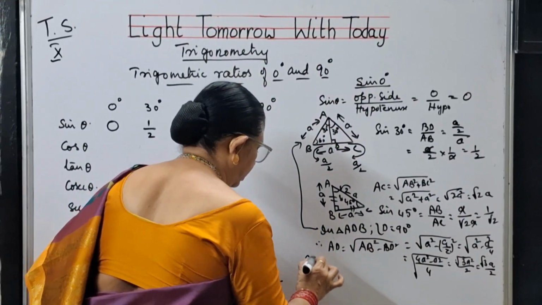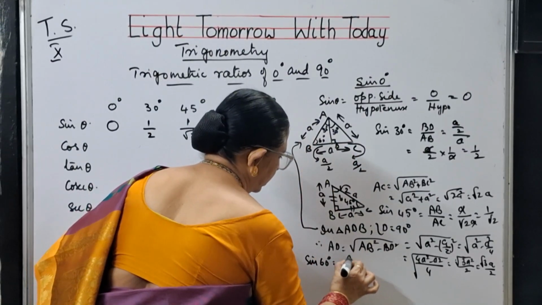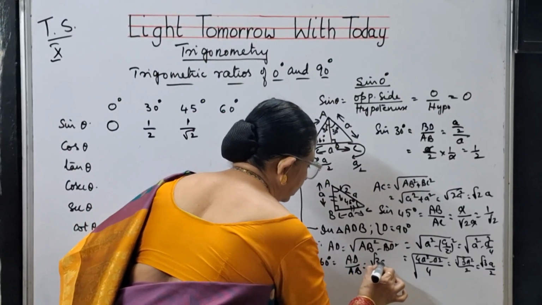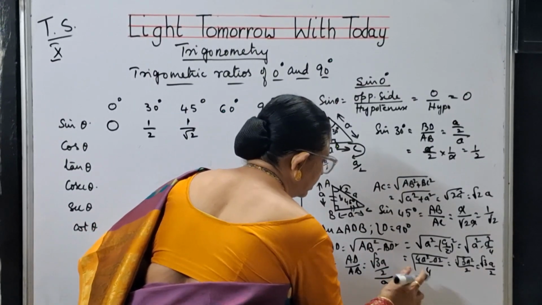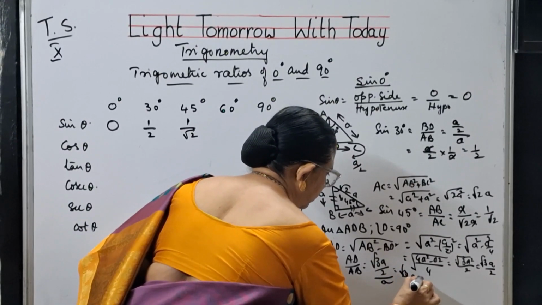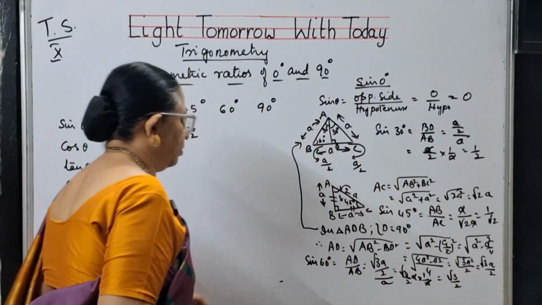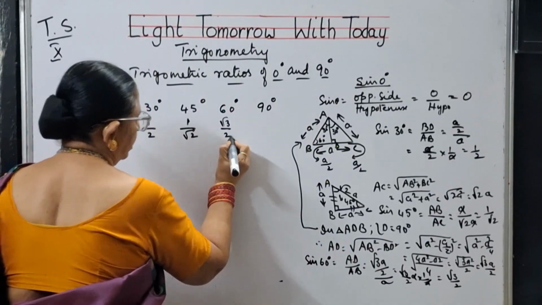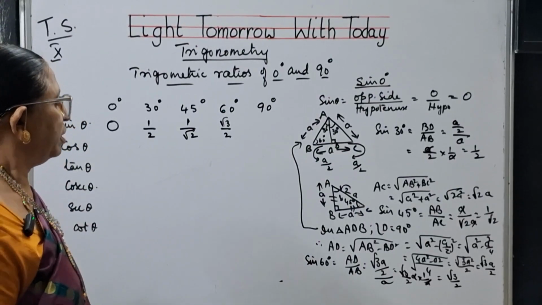So what is sine 60? Sine 60 is the opposite side, AD by AB. AD how much have you got? Root 3 a by 2, by AB, which is a. That means how much are you getting, children? This is equal to root 3 a by 2 into 1 by a. a and a will get cancelled. Root 3 by 2 is the value of sine 60. I hope I am clear, children.